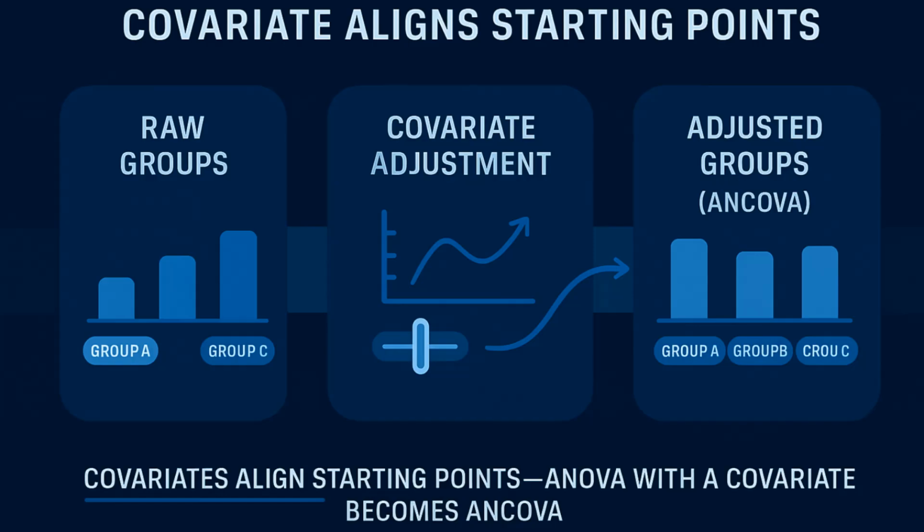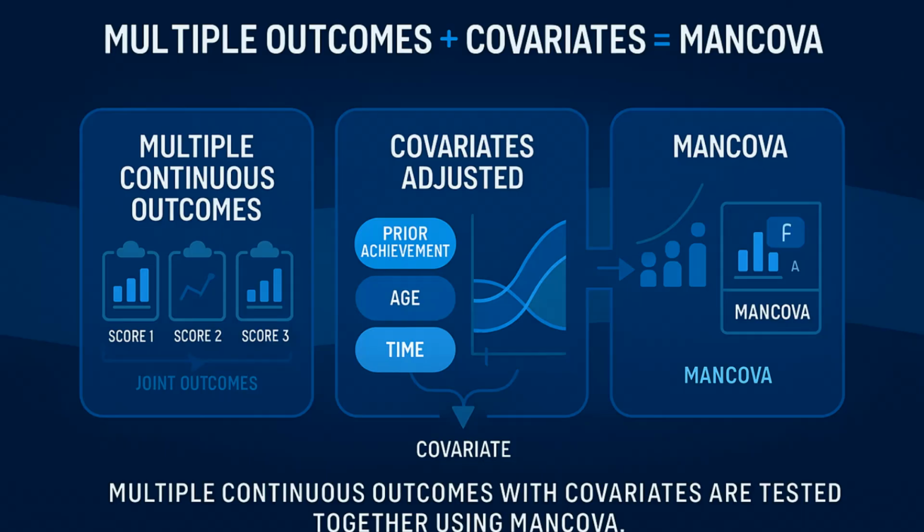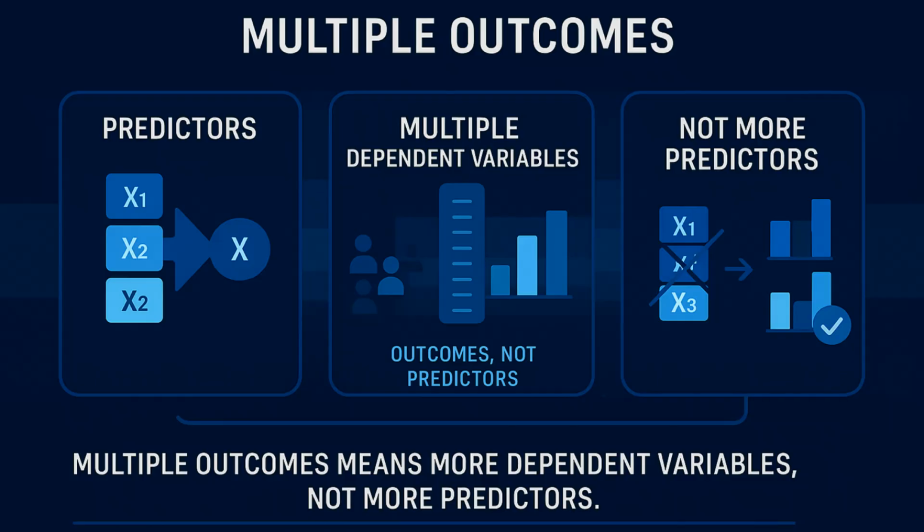Including this covariate allows the analysis to compare groups as if they began at similar starting points. When a covariate is included, ANOVA becomes ANCOVA. When multiple continuous outcomes are analyzed together and covariates are present, the analysis becomes MANCOVA. Multiple outcomes means more than one dependent variable, not more predictors.